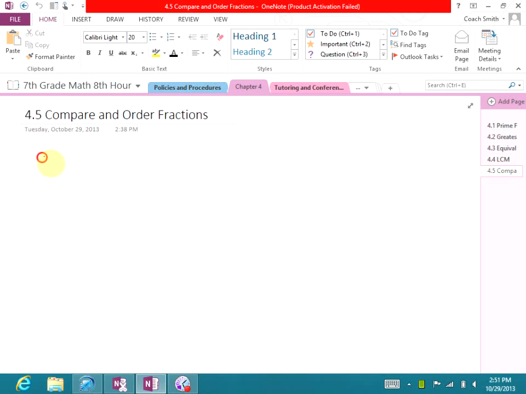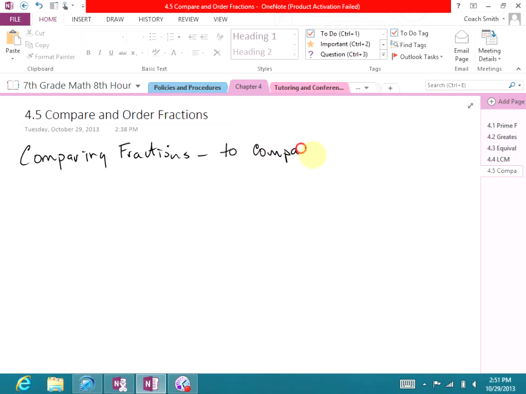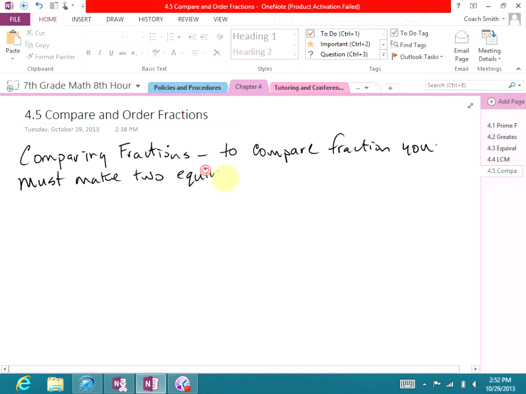We're going to talk first about comparing fractions. To compare fractions, you must make two equivalent fractions that have the same denominator.